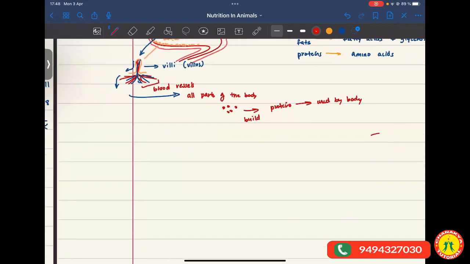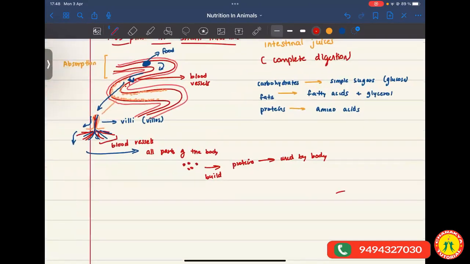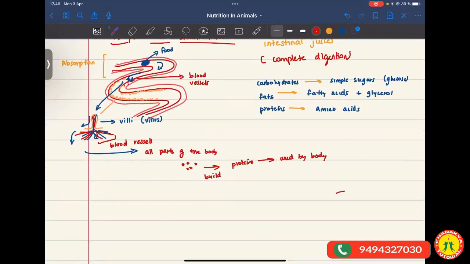Okay, so can you see? You might ask, why should they convert the protein into amino acids and then again convert the amino acids into protein? They could have directly absorbed the protein itself. Can anyone answer this question?